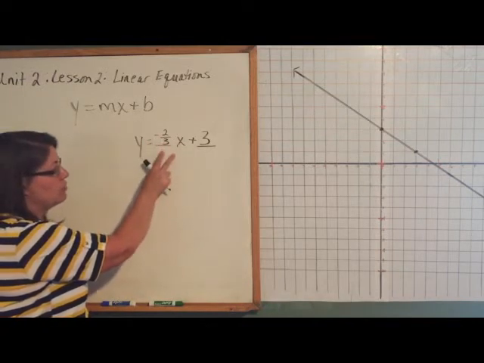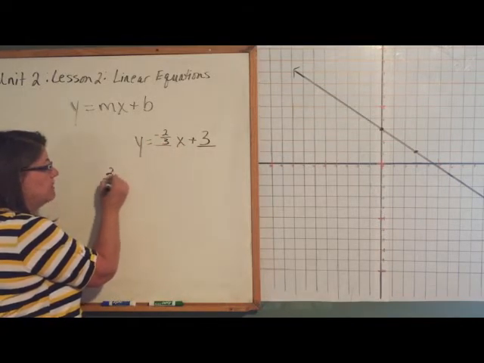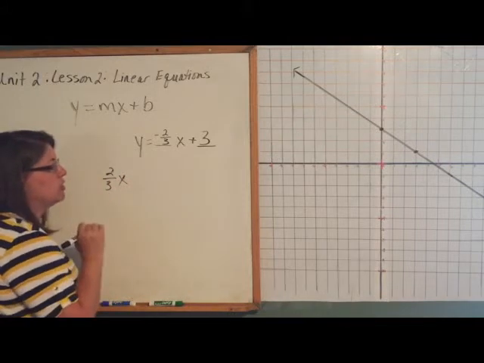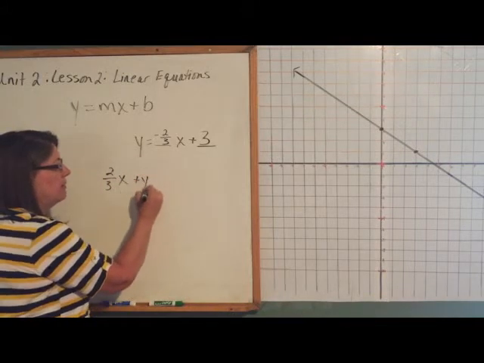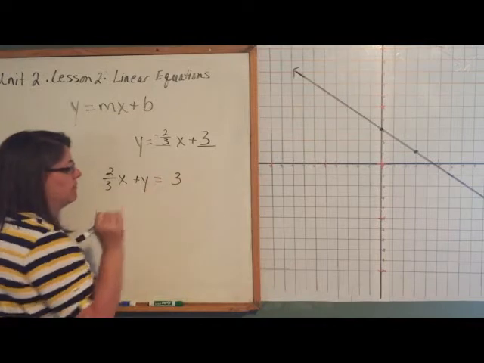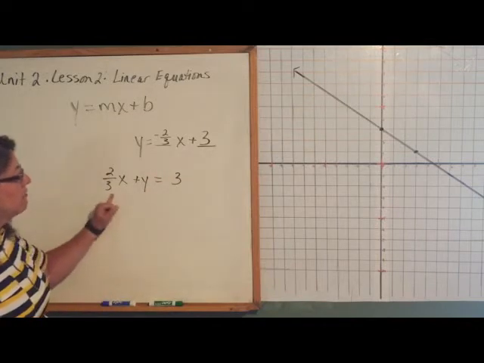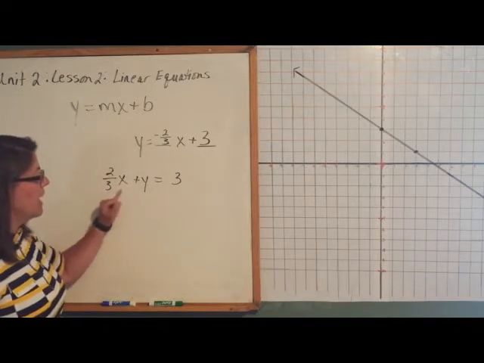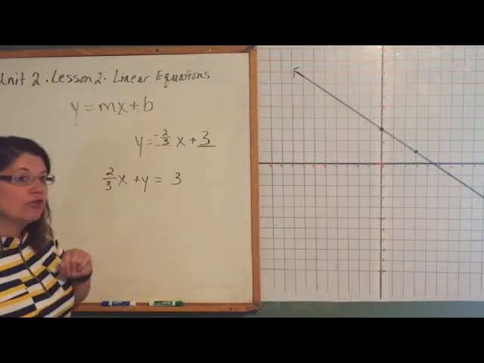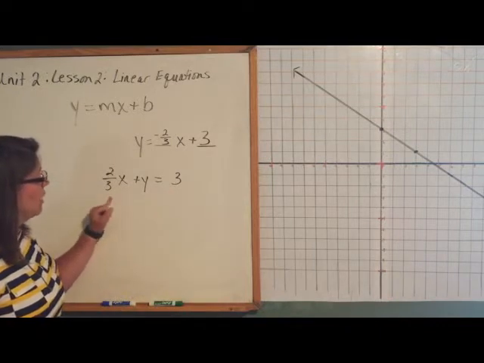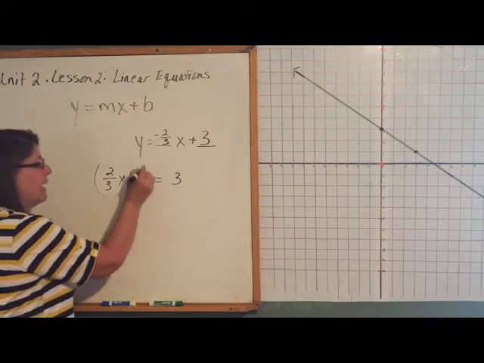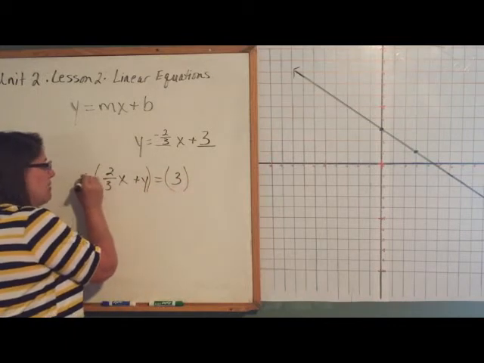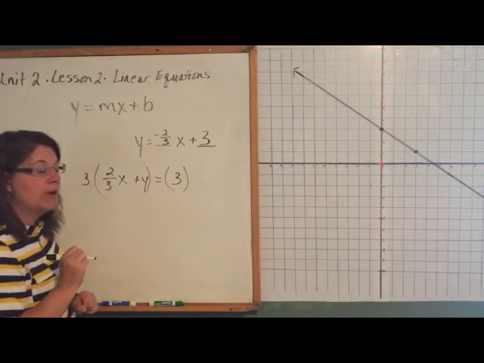So if I move that x to the front, that's going to be a +2/3 x because I'm moving it to the other side, plus y equals 3. And then remember, none of my coefficients, or none of the A, B, C values, are allowed to be fractions. So in order to get rid of this fraction, I'm going to multiply everything by the denominator so I don't change the value of my equation.